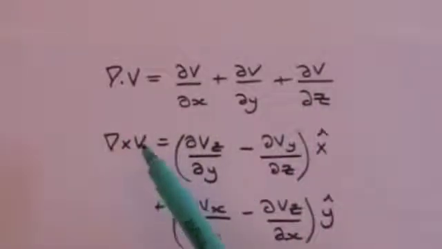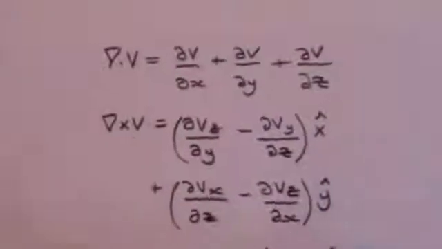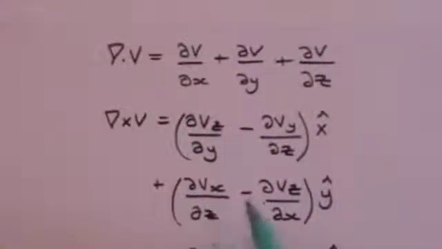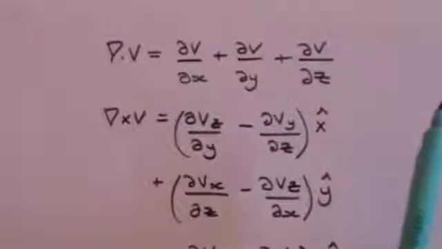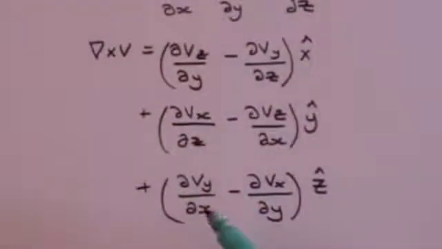Del cross v is a cross product with a vector, and that's much more complicated. Let's just go through it. It's dvz by dy minus dvy by dz in the x direction, plus dvx by dz minus dvz by dx in the y direction, plus dvy by dx minus dvx by dy in the z direction.